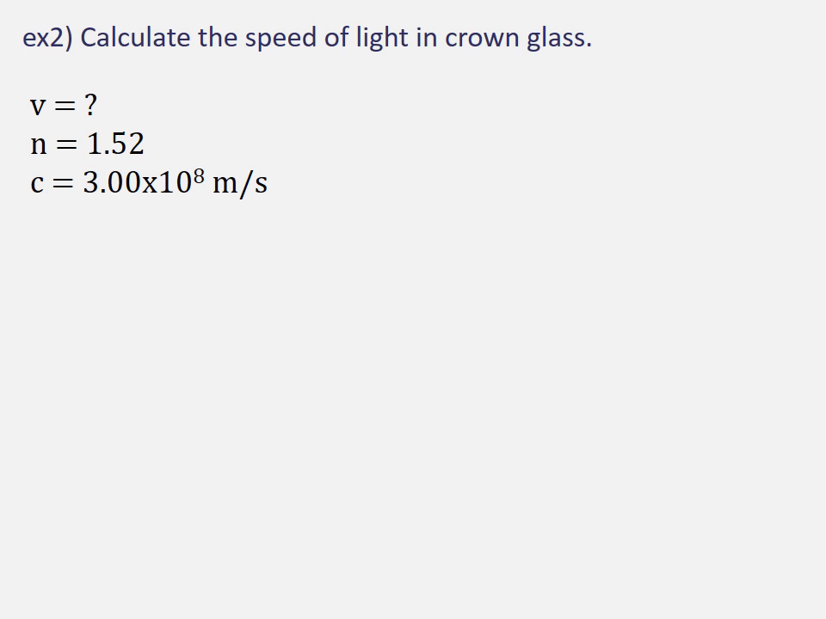Now I'll write down my formula. I need to get V by itself. V has two problems. It's not by itself and it's in the denominator. So the first thing I want to do is get V out of the denominator. And I will do that by multiplying both sides by V. Now the V's on the right side will factor out. And I will rewrite the formula with V multiplied by N equals C.